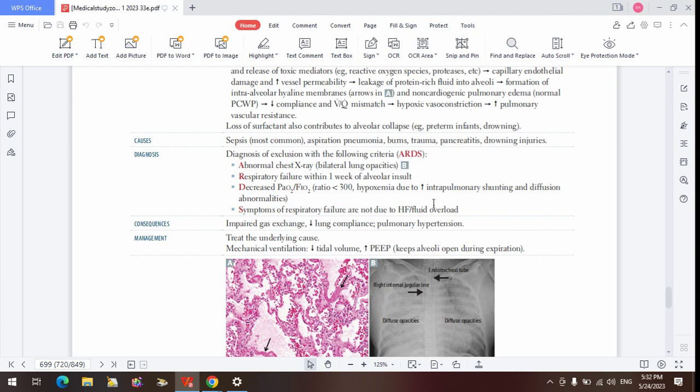So the hypoxemia actually comes from intrapulmonary shunting and diffusion abnormality. Diffusion abnormality comes from the fluid that is there and the damage to the endothelium, preventing oxygen from moving from the alveoli into the capillaries. Then also because of that problem, you are going to have shunting of blood. Blood is going to try to move to areas that are well ventilated. So you are going to have shunting of capillary blood to other capillaries that are well ventilated.